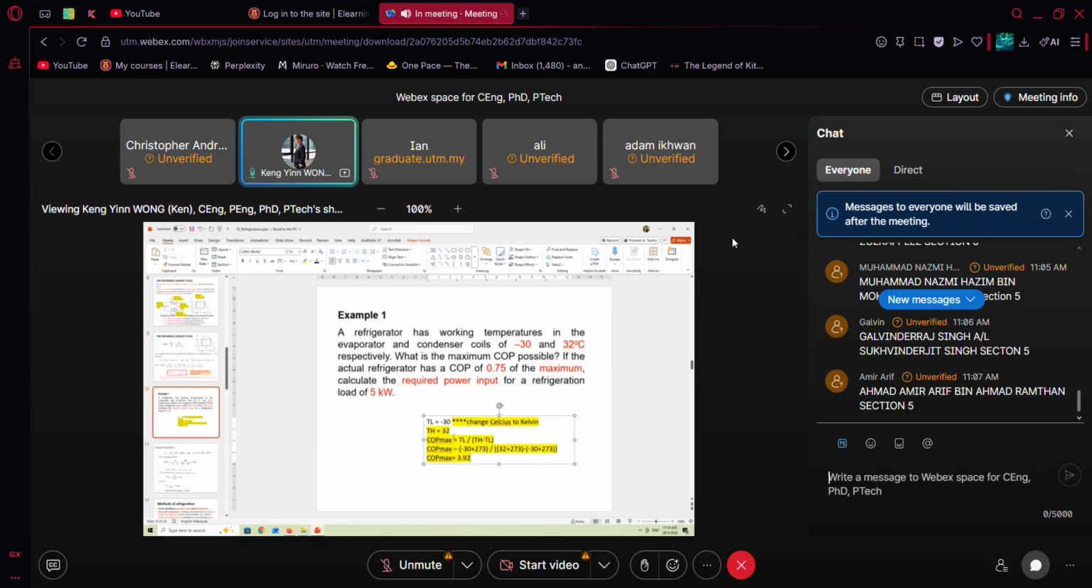Okay, thanks Alia. So this is the maximum, but is this actual? No. Why? Because they let you know the actual refrigerator only has 0.75 of the maximum. So right now COP actual is only 0.75 of the COP max, which means indirectly it is 0.75 times your 3.92. So COP actual equals 2.94. Try to cross check, everyone. Is 2.94 correct? Let's try it out.